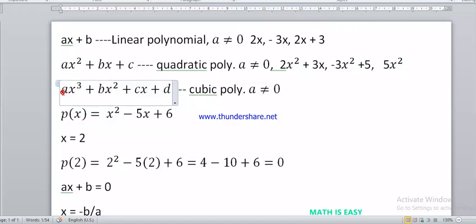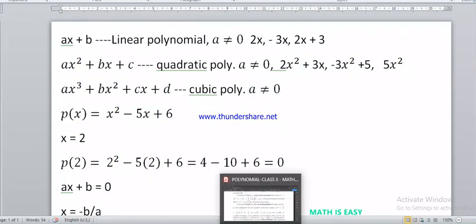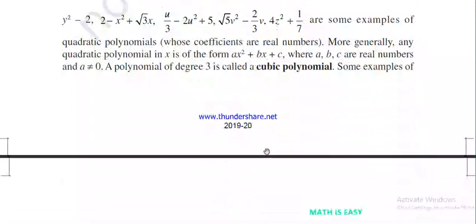Then similarly, you have a cubic polynomial. This is the general form of a cubic polynomial, and here also a cannot be 0. So these are the three things which we have.